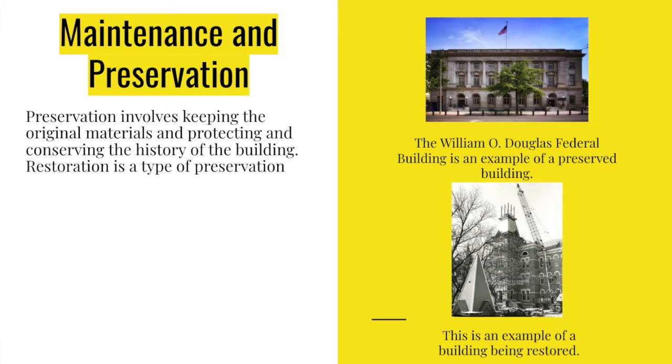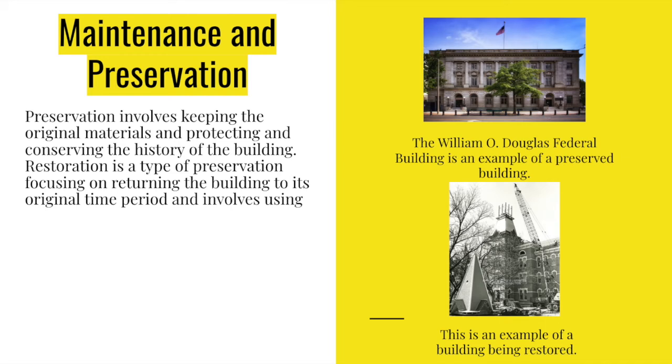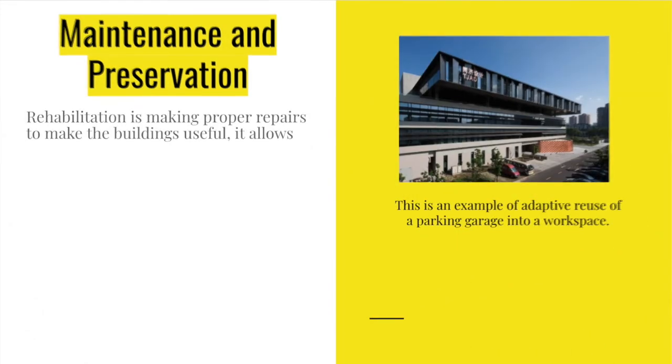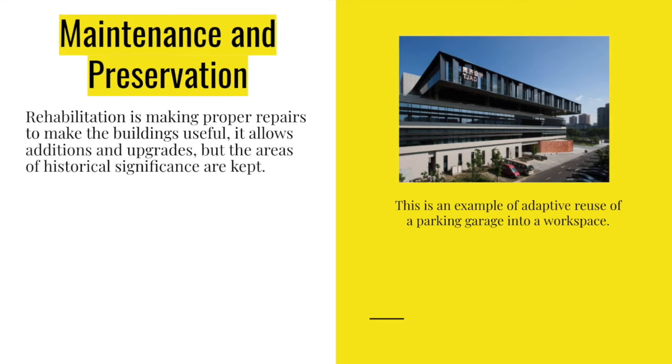Restoration is a type of preservation focusing on returning the building to its original time period and involves using the original materials and blueprints to reconstruct the buildings. The William O. Douglas Federal Building is an example of a preserved building. Rehabilitation is making proper repairs to make the building useful. It allows additions and upgrades, but the areas of historical significance are kept.